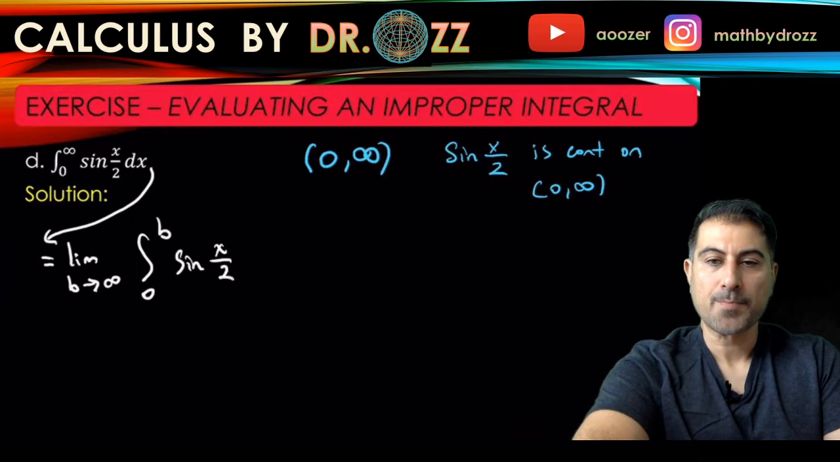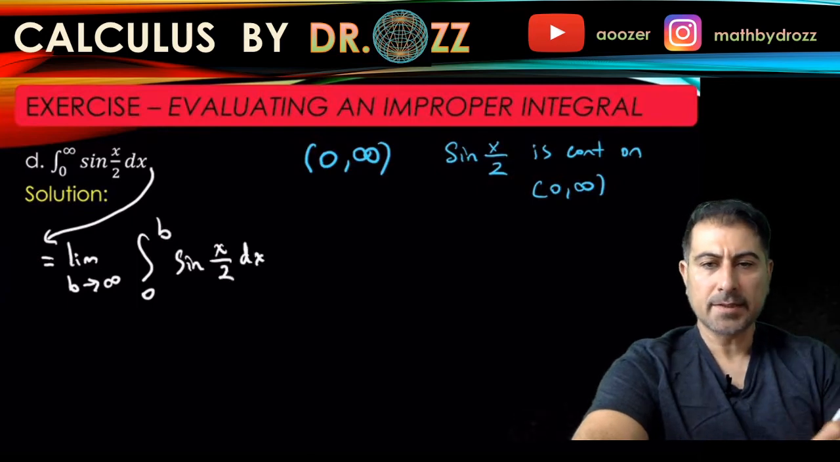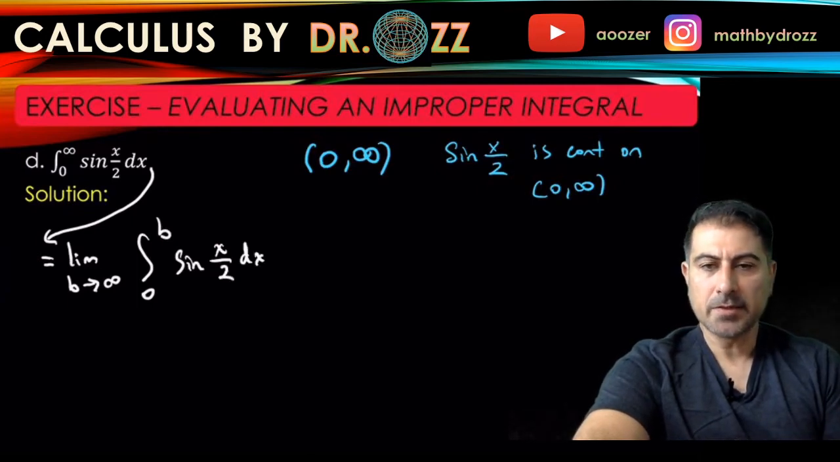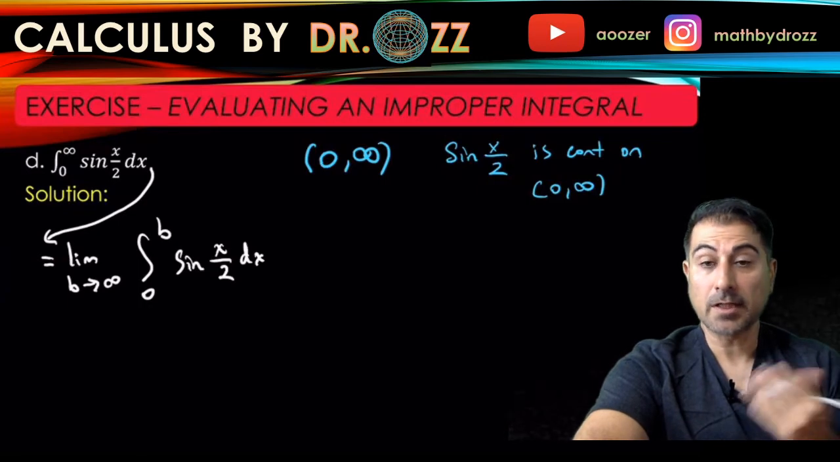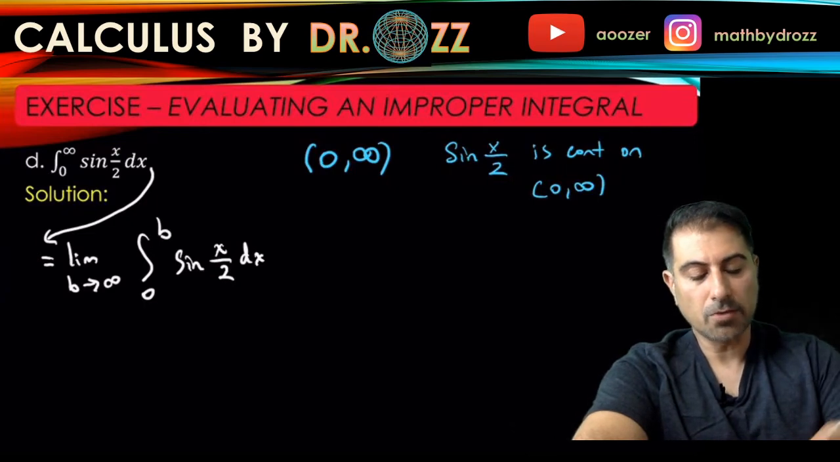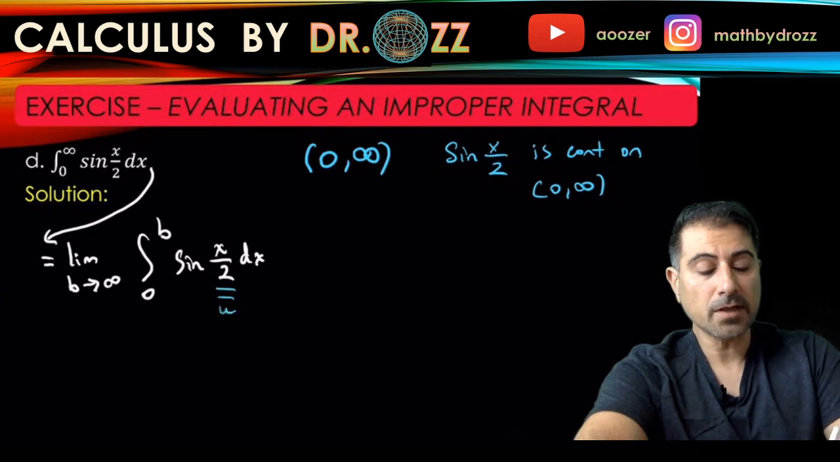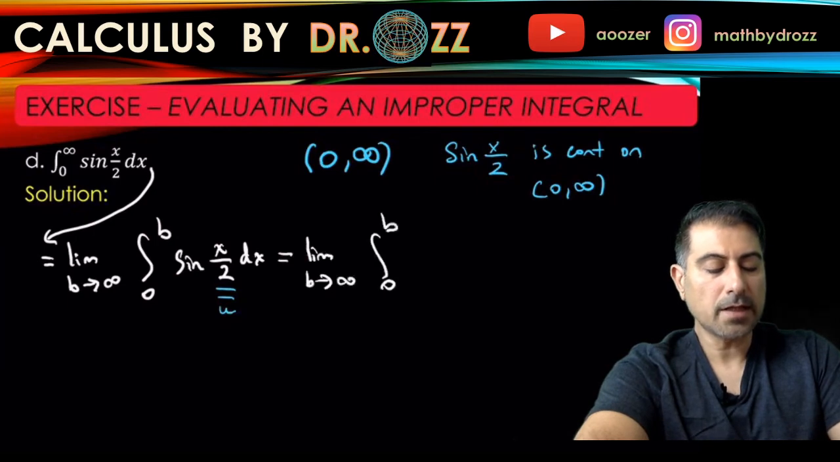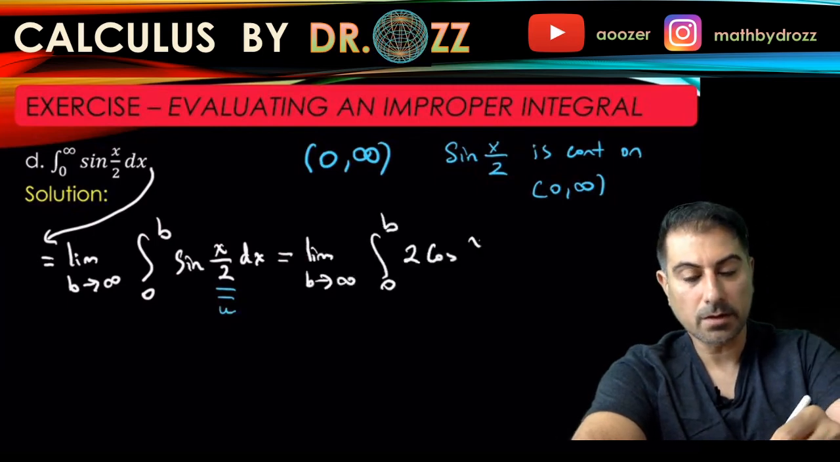So I'm not going to take a separate space here to integrate sine x over 2 because I know how to integrate that. You can use a u substitution if you want to. You can call this u, but I'm going to do it in one shot, and you can pause the video and convince yourself. Limit, 2 times cosine x over 2. Sorry, I'm just integrating that.